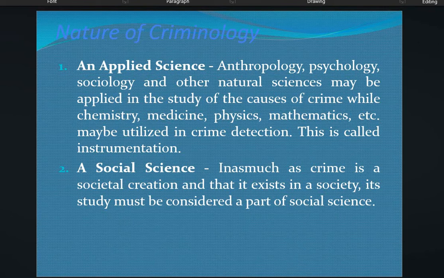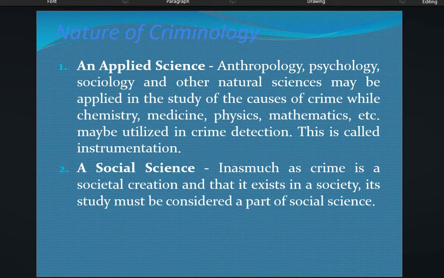This is called instrumentation. So dito, sa factor na to, ang criminology, sabi natin kanina, is not a science, pero nagiging applied science siya for the following matter: anthropology, psychology, sociology, chemistry, medicine, physics, mathematics, etc. Nagiging applied science lang ang criminology dahil nga ginagamit natin siya sa crime detection.